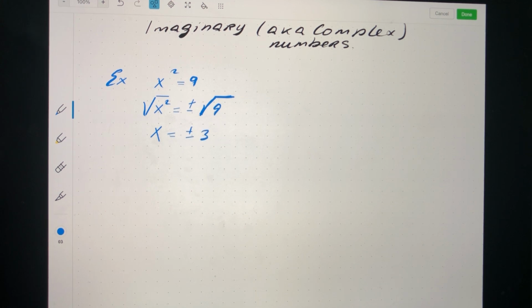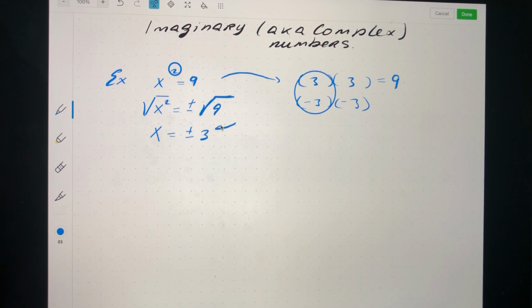There are two answers because the question is really asking for two numbers that are exactly the same, so that when you multiply them together, the answer is 9. Well, there are two ways to do it. We can use 3 times 3. We could also use negative 3 times negative 3. Both make 9, which is why we include both of these as the answer, plus minus 3.